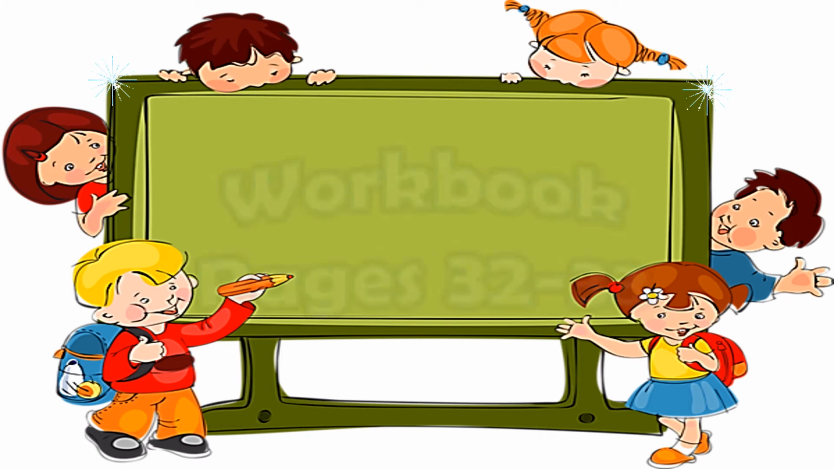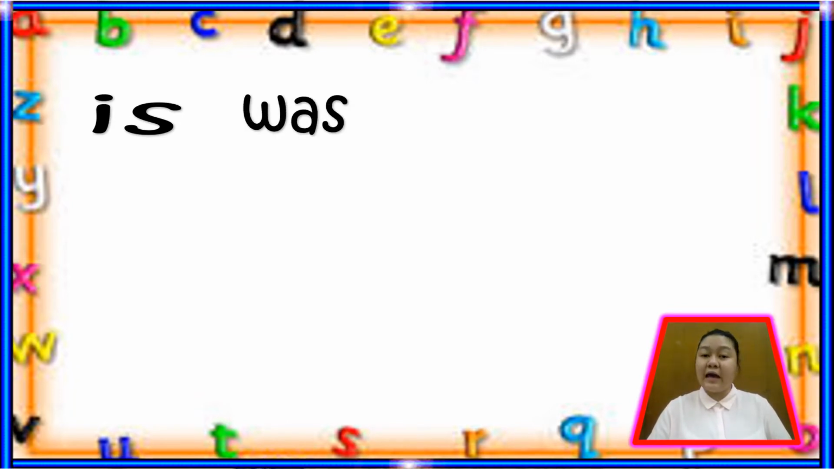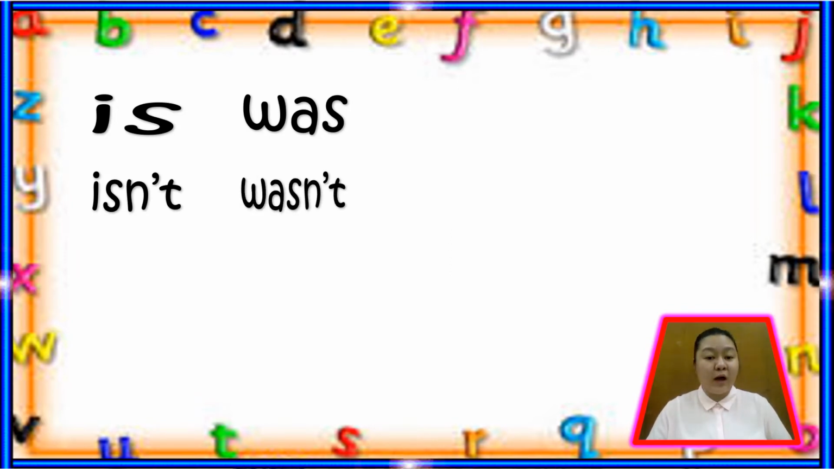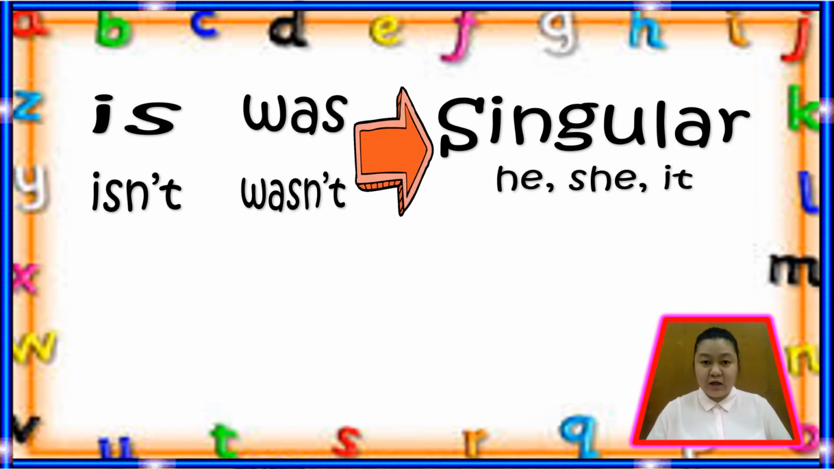Grade 2, please get your workbook and open it on pages 32 to 33. For further explanation about simple past of verb to be, is will become was. Isn't will become wasn't. Now was and wasn't, we use them if our noun is in singular form. If it's only one, then we can use was and wasn't. Example, if we will be using he, she, or it.